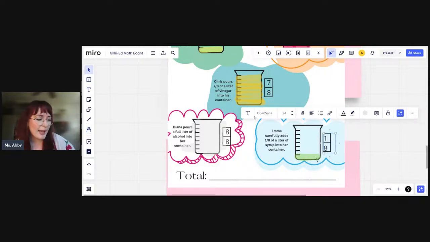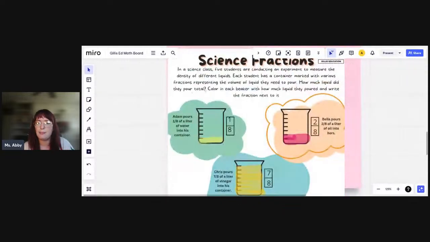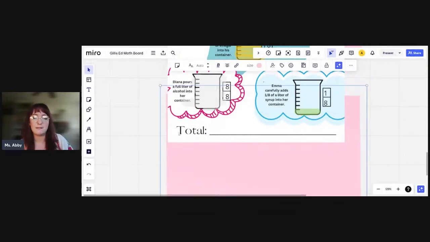But now we have to total up all of our fractions and see how much liquid they poured total. So that's what the worksheet says right here: how much liquid did they pour total? So where it says total, we are going to do some math and figure out how much they poured total.